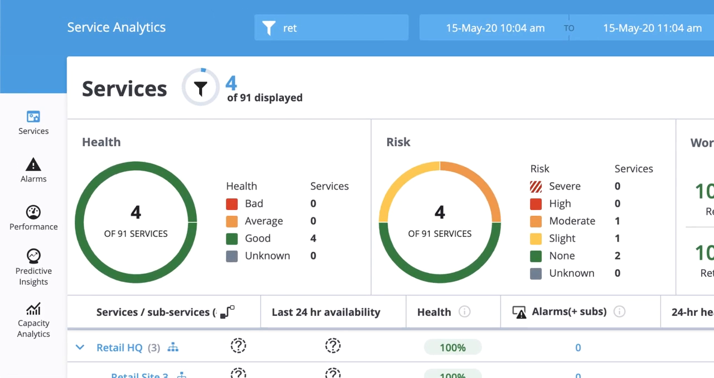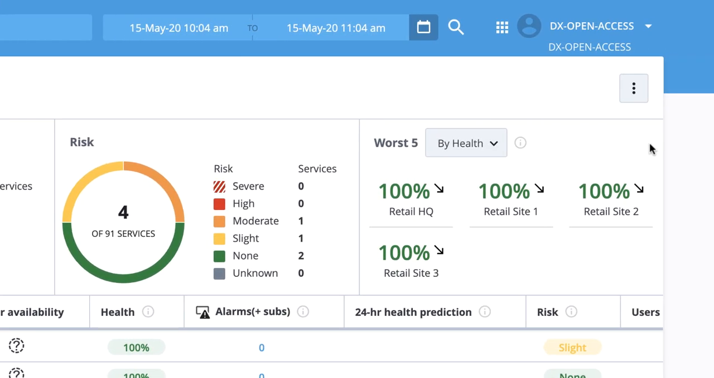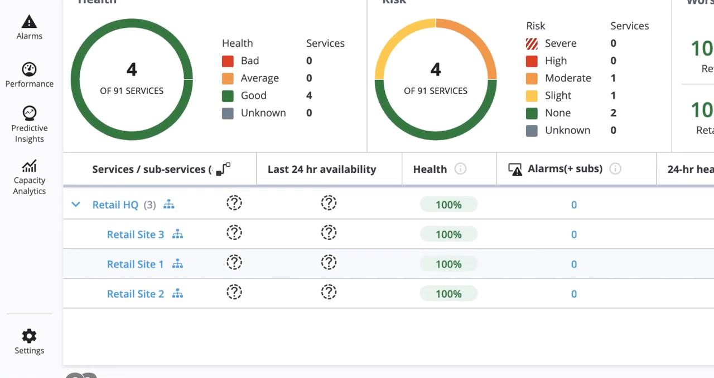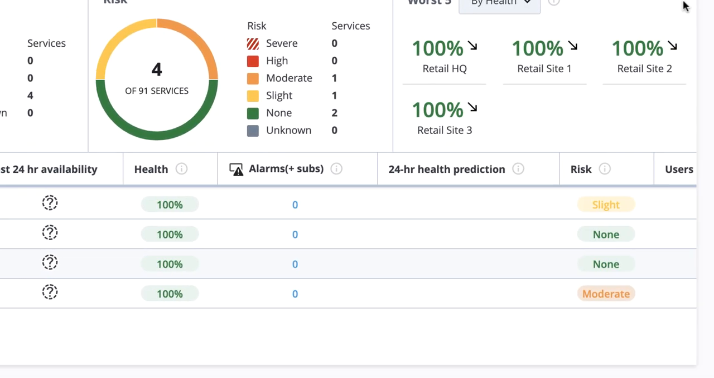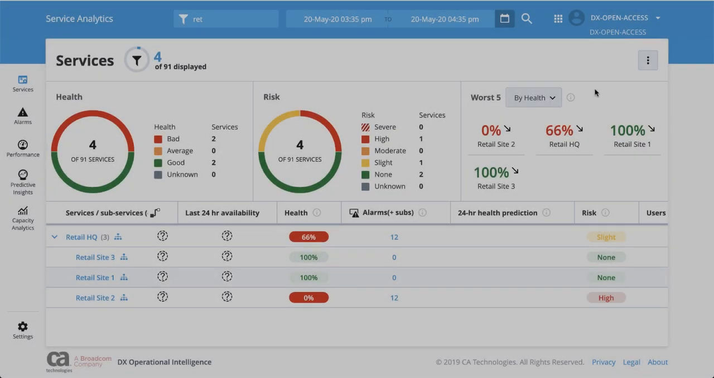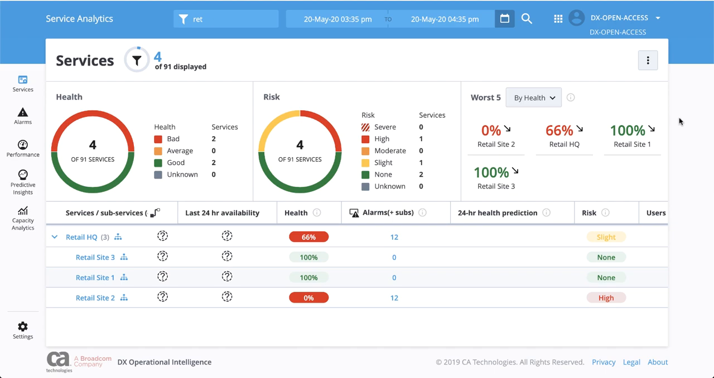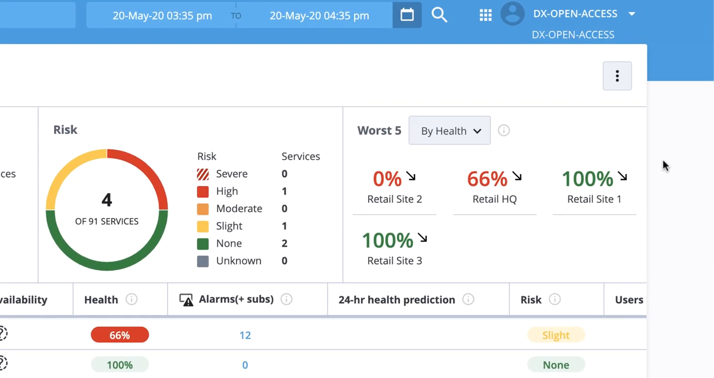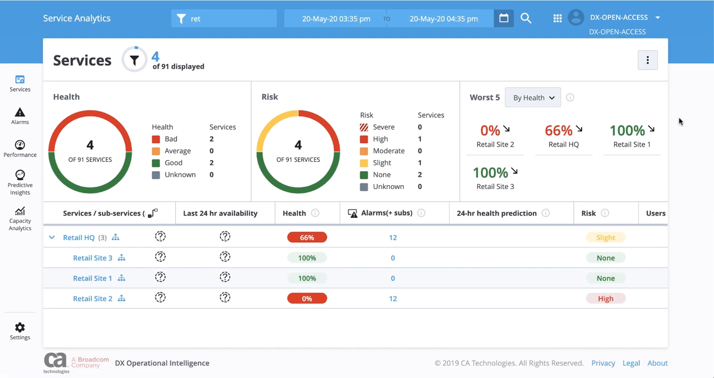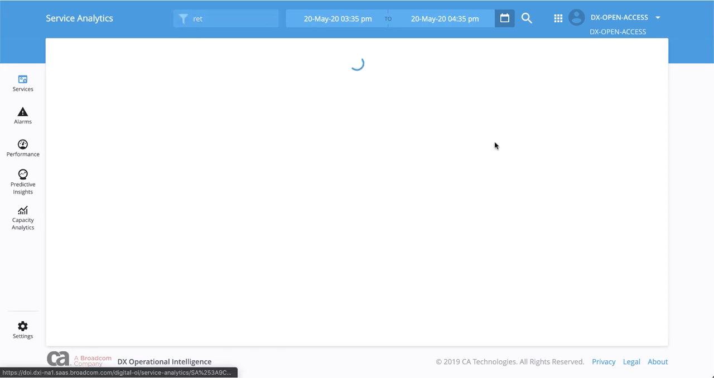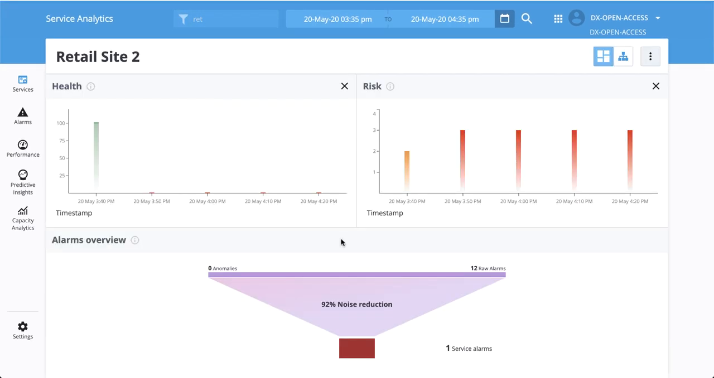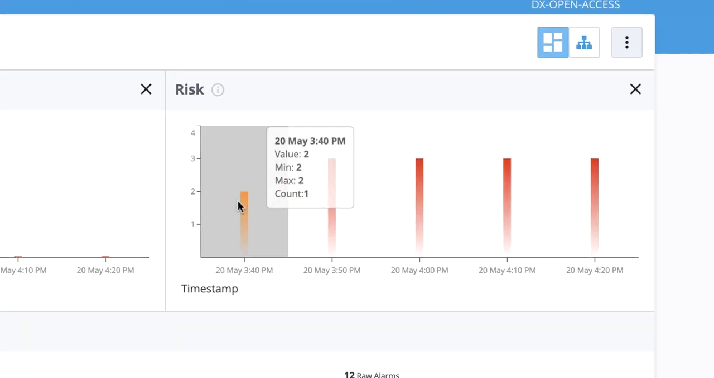experience. Our service analytics dashboards provide a holistic view of all the services that are being delivered to the business while providing insight into the health and potential risks of any service outage. In this scenario, we can see a degradation of health on the Retail Site 2 service. On the Service Analytics Details page, we can see some history around health and risk. The health of this service has dropped dramatically while risk has increased.